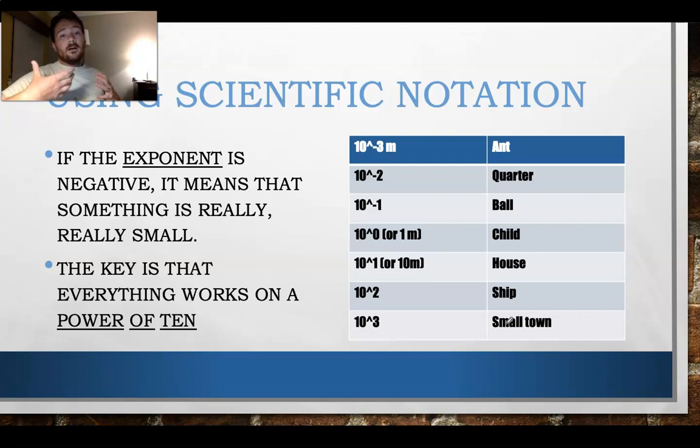Scientific notation works on the power of 10. Just a simple change in exponent is going to make a big change. I mean, imagine the difference between 3 to the power of 2, which is 9, and 3 to the power of 3, which is 27. 3 to the power of 4 is 81. And that's on the power of 3s. This is on the power of 10s. Pretty incredible, the differences.